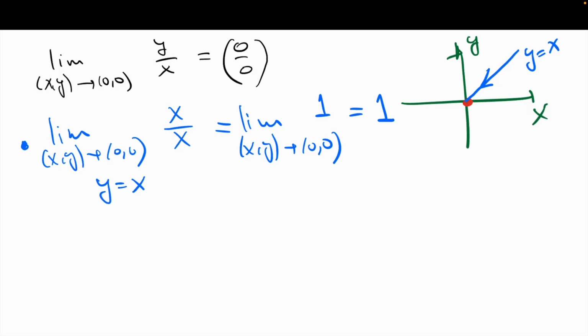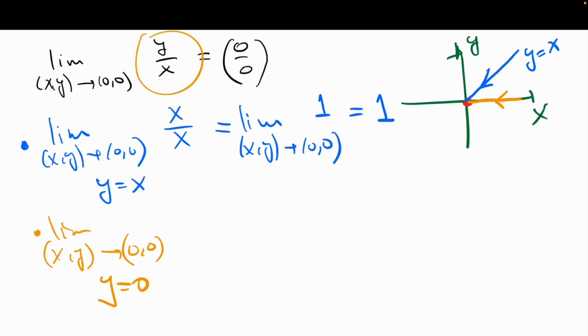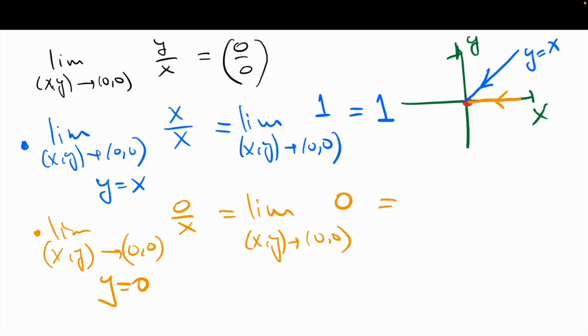So let's see if we approach the limit in another direction. For instance, let's approach by the x-axis, in this direction. Let's calculate the limit when (x, y) goes to (0, 0), but now on the x-axis, the line y equals 0. So let's put y equals 0. We have 0 over x, which is 0. So the limit when (x, y) goes to (0, 0) of the function 0 is 0.